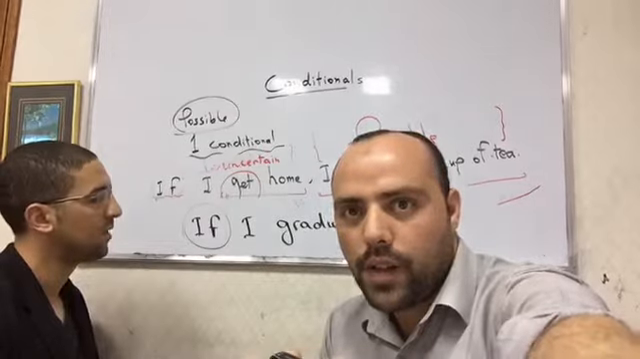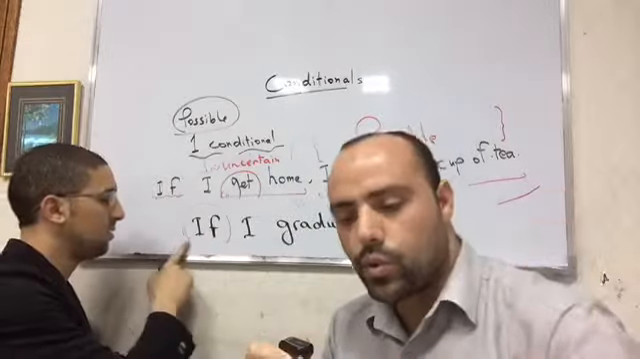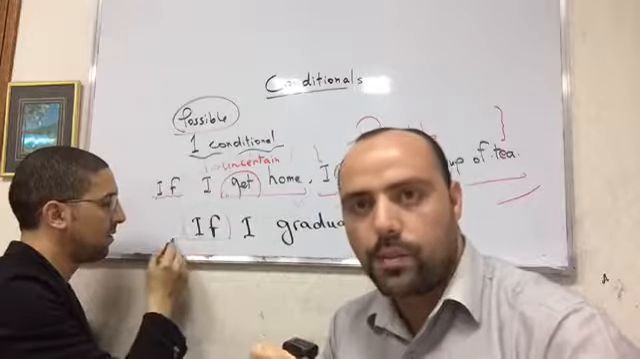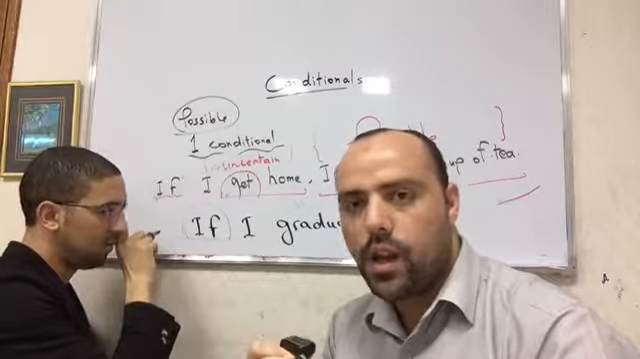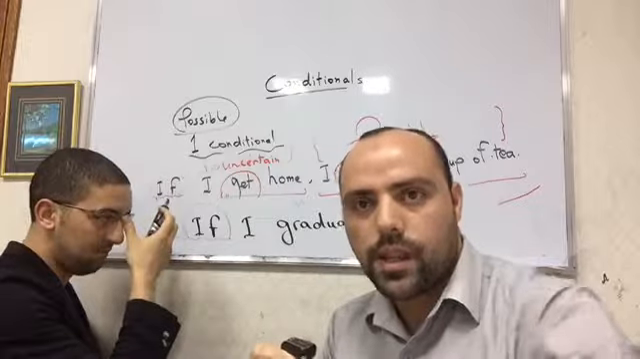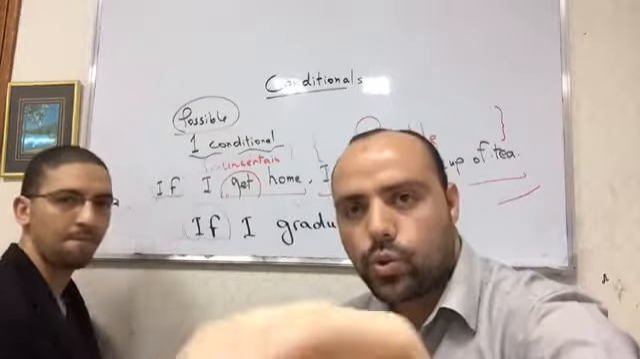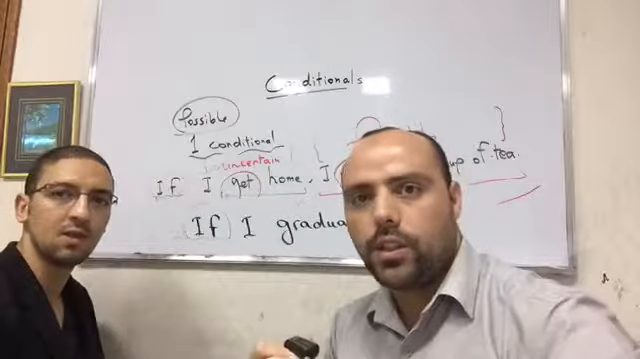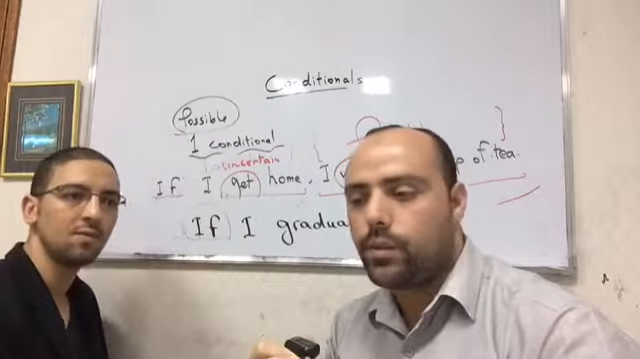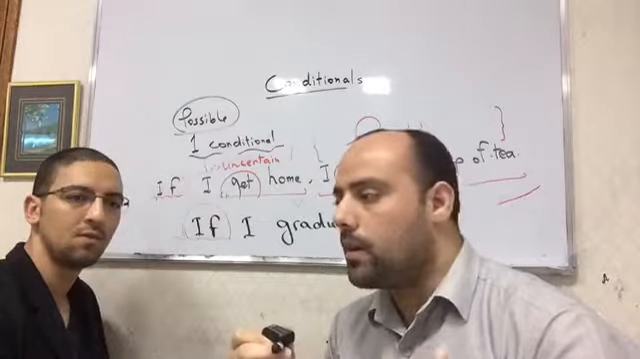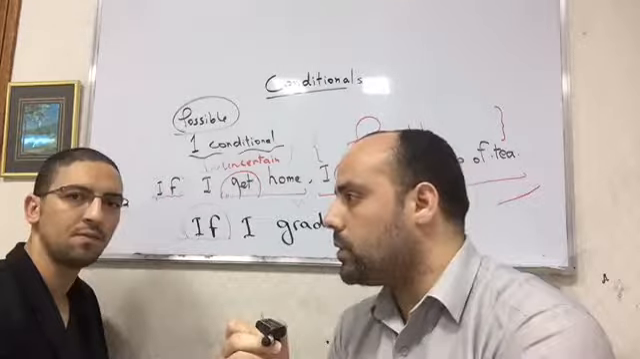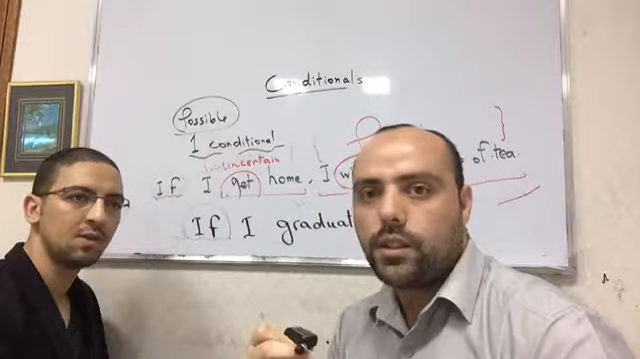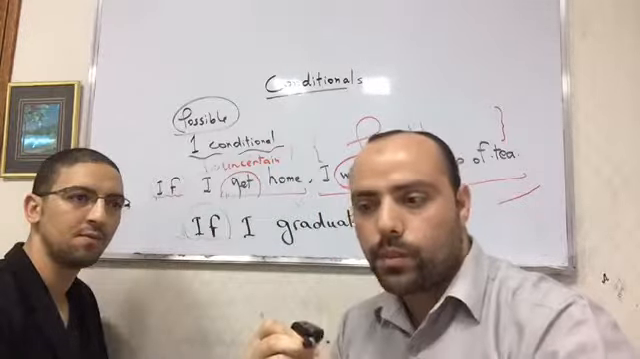You use will to show that a certain action is going to happen. For example, if I'm late, I will take a taxi. But if you're talking about an ability, you can use can. For example, if I'm telling my friend Ahmed here, if you are late, you can take a taxi.